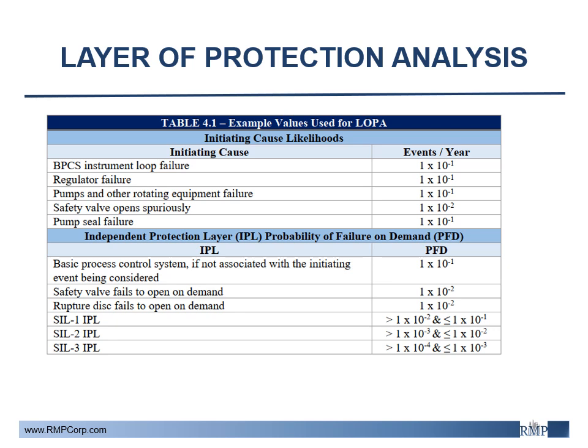We can take that a step further by doing a layer of protection analysis, or LOPA. The goal for LOPA is to get as low a frequency as possible using our cause frequency and our IPL's probability of failure on demand. Starting with our initiating cause, here are some sample values: BPCS instrument loop failure, regulator failure, pump seal failure, and so on. Below that is the independent protection layer, IPL, which is just our safeguards, and probability of failure on demand on the right.